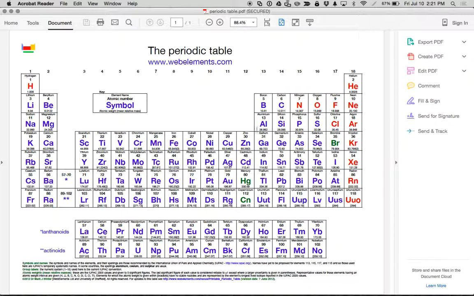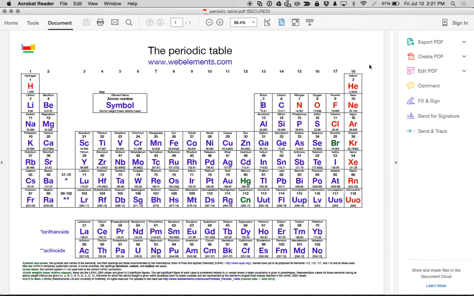All right, well, what about boron? Well, boron would be 2p1. Aluminum would be 3p1. Carbon would be 2p2. Nitrogen is 2p3. Oxygen is 2p4. This is 2p5, and this is 2p6.